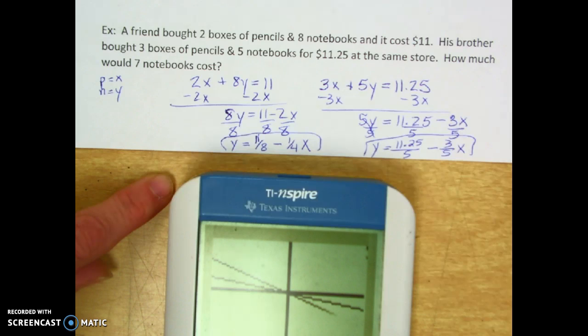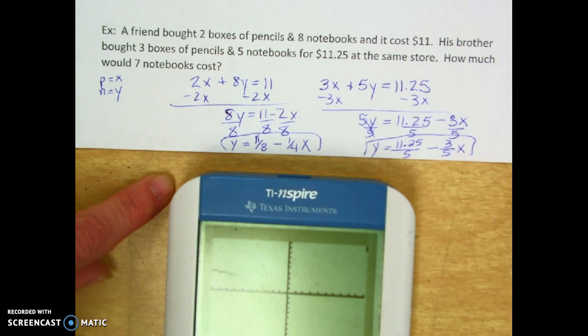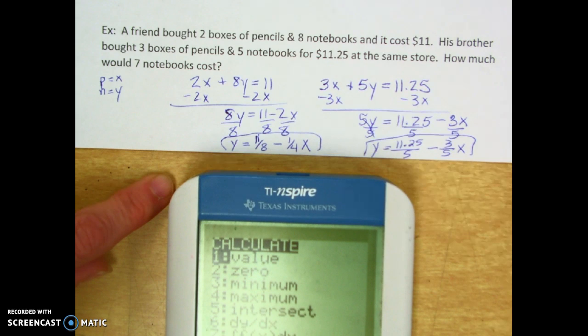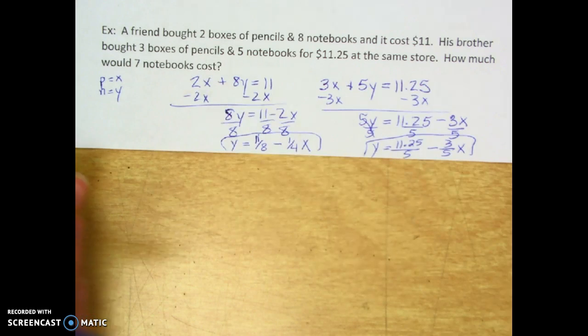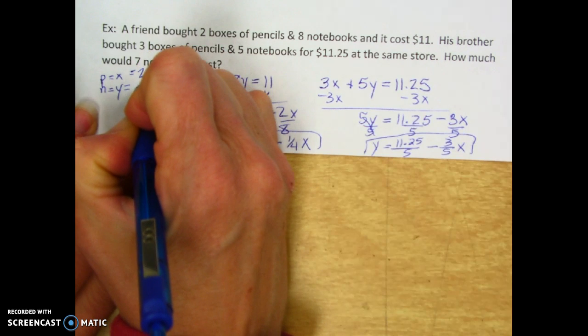Okay, and I think I'm going to go back and set my zoom to standard just to see if we can see anything a little better here. It's kind of zoomed in pretty far. All right, they're definitely crossing somewhere in here, so let's find out what that point is. Intersect. 2.5 and 0.75. So 2.5 and 0.75.